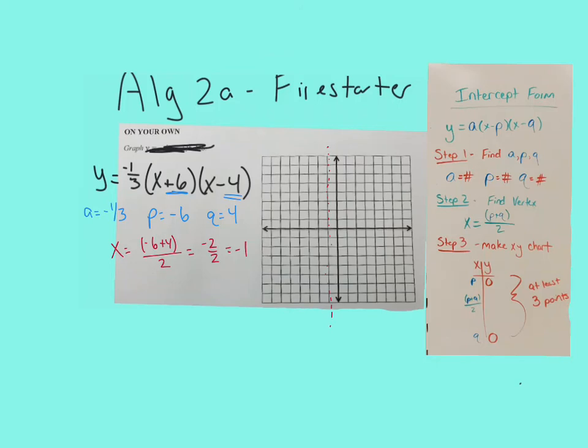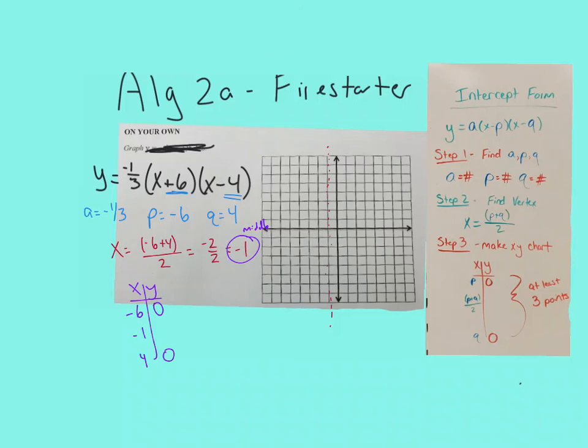Alright? Now I'm going to make my XY chart. I'm going to put -6 on my graph. I'm going to put -1 in the middle, because that's the middle of my XY chart. And then I'm going to put +4. If you want to check your work, -6 and 4 should be 0.